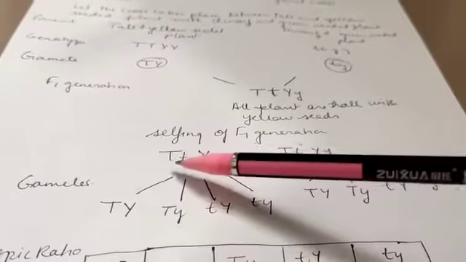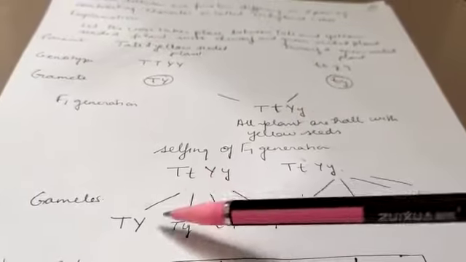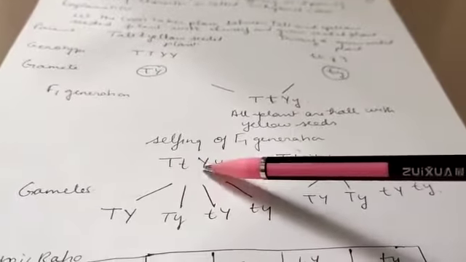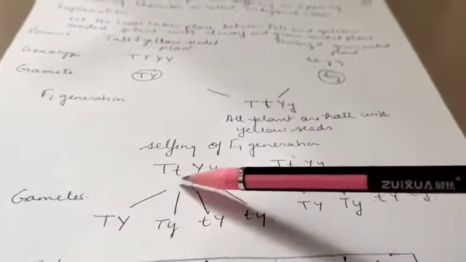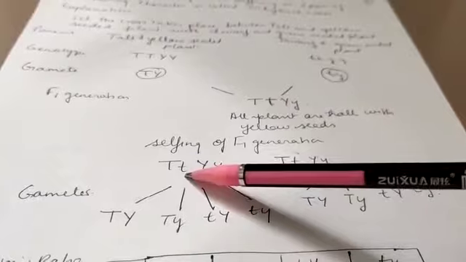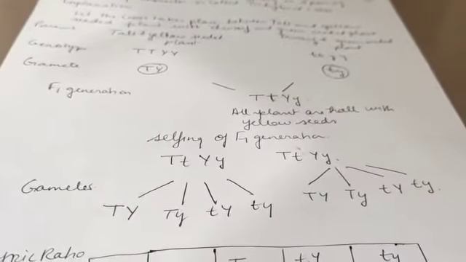How will the combinations go? Capital T and small t will not go together. How will they go? The alleles for the two characters will go together. Means one is capital T and capital Y. Second is capital T, small y. One is small t, capital Y. One is small t, small y. Similarly, here also the same four types of gametes are formed.